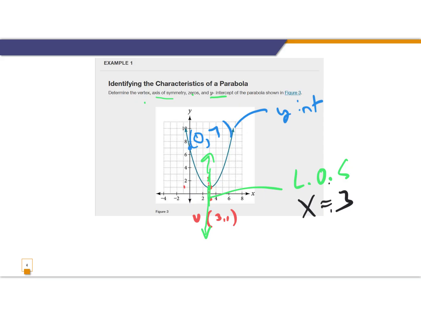It has an equation. The vertex and the y-intercept and the x-intercepts are ordered pairs. So if I go back and find the x-intercepts, guess what? There are none.